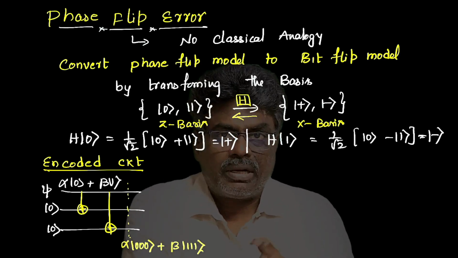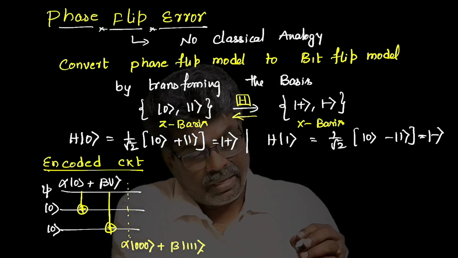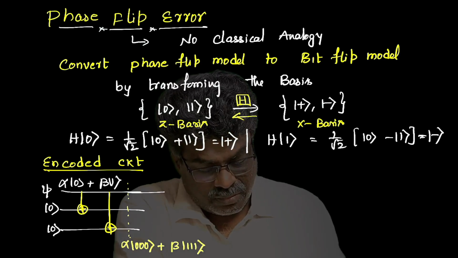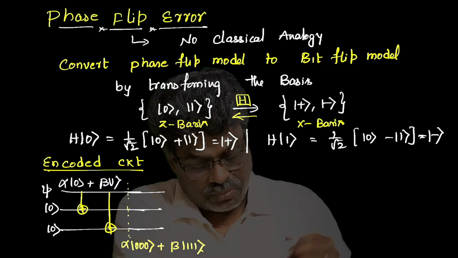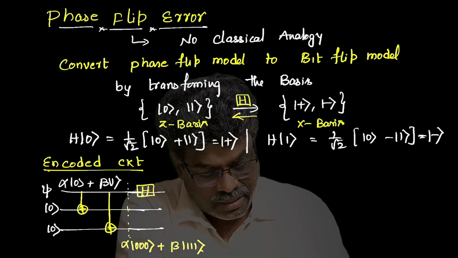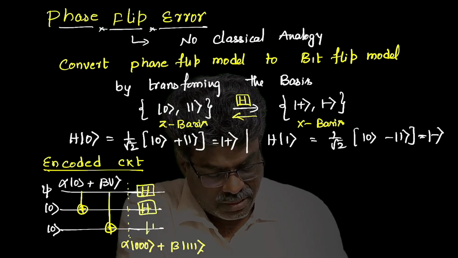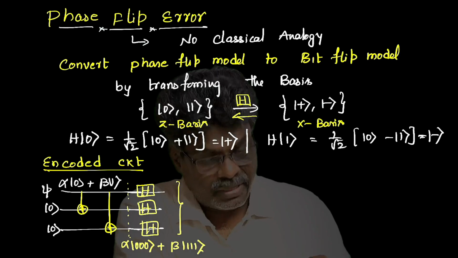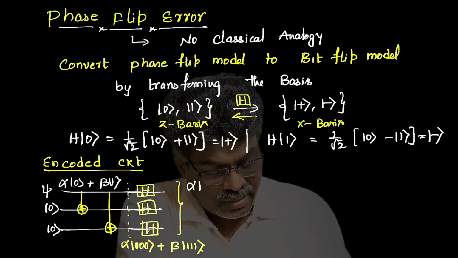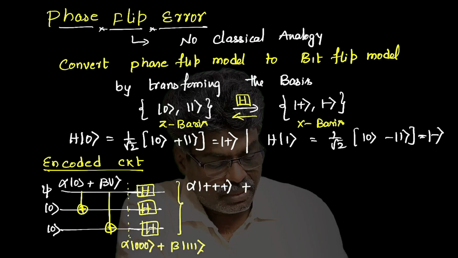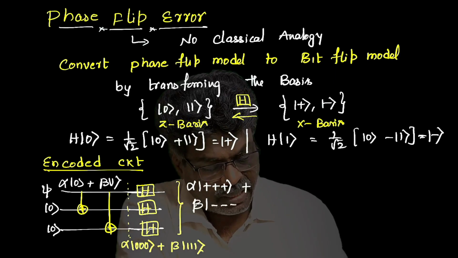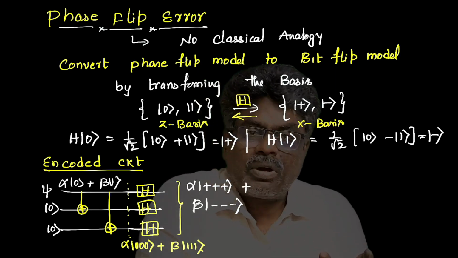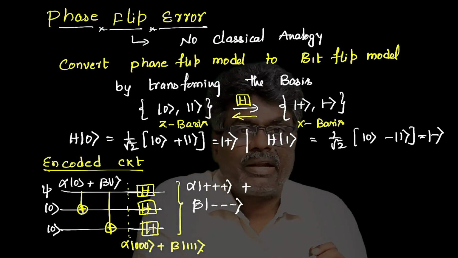Now we want to convert into a phase flip model. That's why we are adding Hadamard gates. We are taking 3 Hadamard gates here, H, H and H. Once the Hadamard gates operate on this, we'll get alpha plus plus plus plus beta minus minus minus. So the Z basis states are transformed to X basis with the help of Hadamard gates.